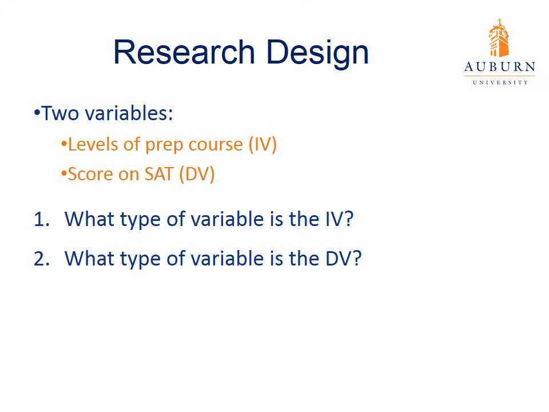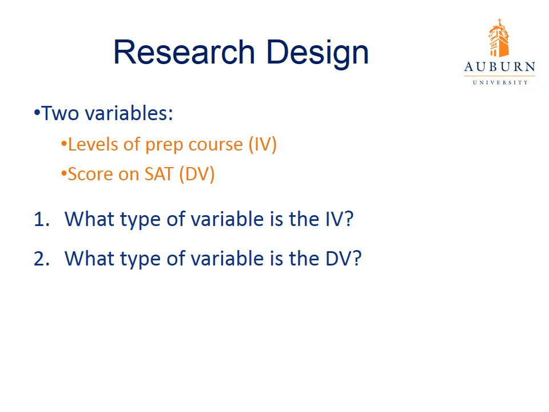So the levels of the prep course is the independent variable. In this case that is a nominal variable. It's a categorical variable. Our participants either received the prep course or they did not receive the prep course. And so maybe we code those who received the prep course as a 1 and those who did not receive the prep course as a 0. So we give them those numbers as categories. Regardless, that's a nominal variable.